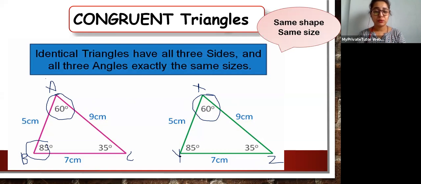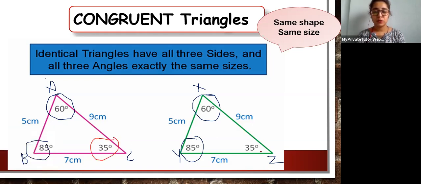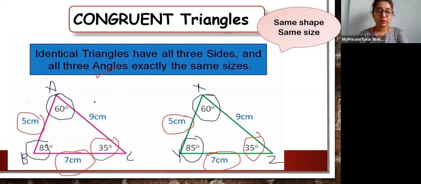Angle B is exactly equal to angle Y. Angle C is exactly equal to angle Z. That means angles should be congruent, exactly the same, exactly equal. That is satisfied, correct? Let's check by the sides now. AB is 5, XY is also 5. The first is same. BC is 7, YZ is also 7. AC is 9, and XZ is 9.